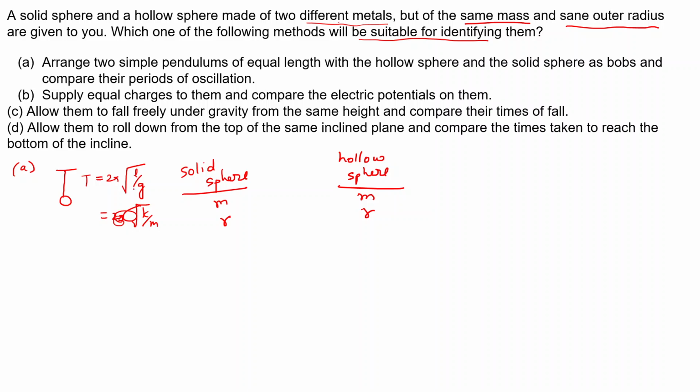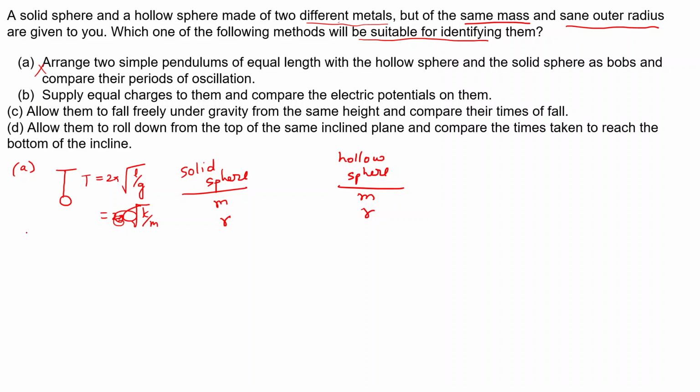So just determining the time period will not help us, because it doesn't distinguish between the solid or the hollow sphere, because the radius is same and the mass is same. So this will not help us. B is supply equal charge to them and compare the electric potential on them.